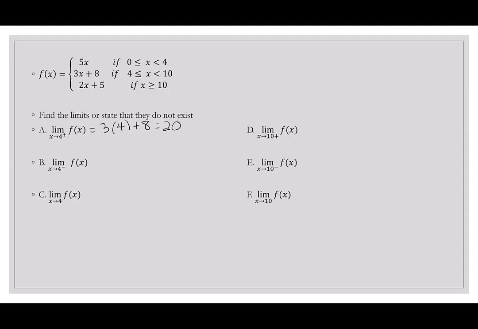4 from the negative side, that says a number less than 4. So this is the first line, and it says do 5 times 4, which is also 20. That's good news. 20 on the right, 20 on the left, says my limit is 20 altogether.